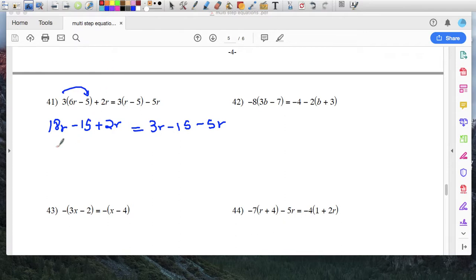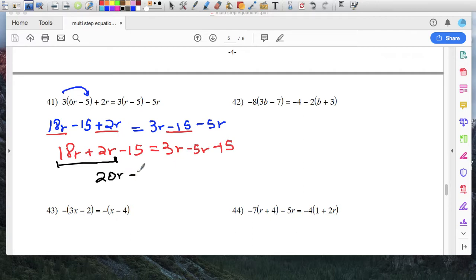Second, combine like terms. Let me put the like terms next to each other, 18r and this guy will be side by side. On this side, I'm going to put the 3r and the minus 5r side by side and bring this guy all the way to the back. Let's combine them. 18r and 2r's over here, up to here is 20r minus 15. On this side, 3r minus 5r, right? This becomes the same thing as 3 plus negative 5. There's more negatives, so there's 2 more negatives. And don't forget the variable. And then minus 15.